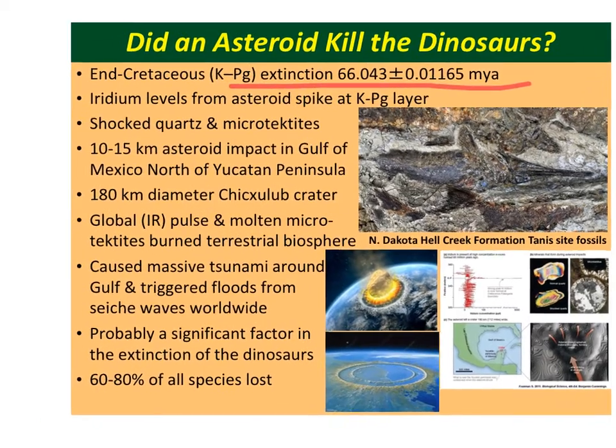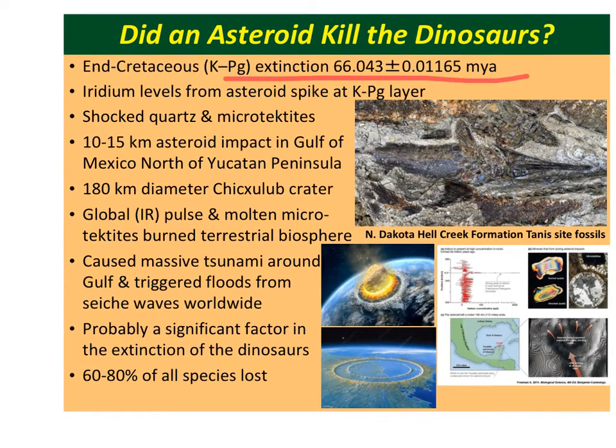And also in this layer, there was evidence of a great impact. There's these things called shocked quartz and microtektites. These are formed when, let's say, soil is impacted and heated up to a great temperature, and it all turns to glass. There was also a spike in that same layer with the iridium, and it suggested that there had been an asteroid impact. And so the hunt was on.